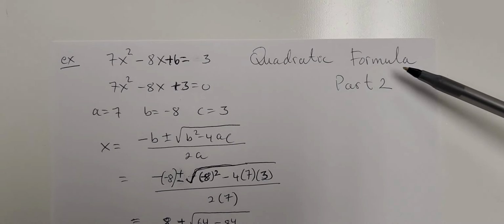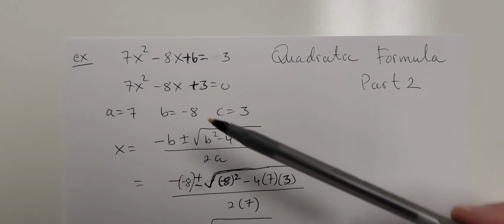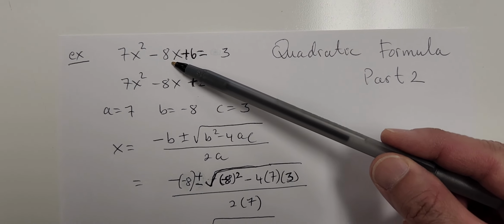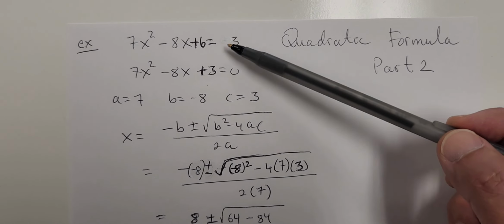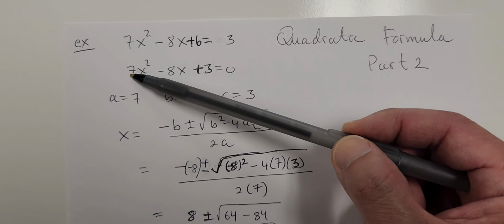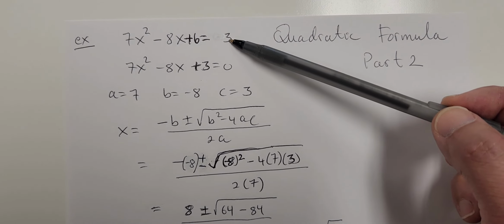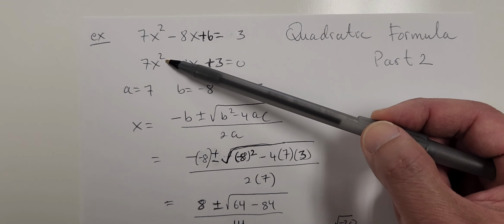This lesson is quadratic formula part 2. Here I have 7x squared minus 8x plus 6 equal 3. Make sure all of the numbers are on the left side.